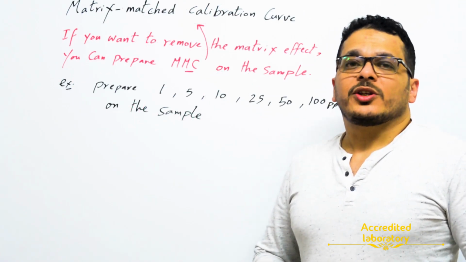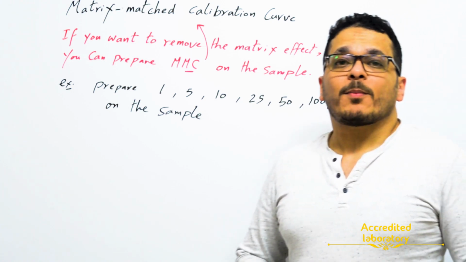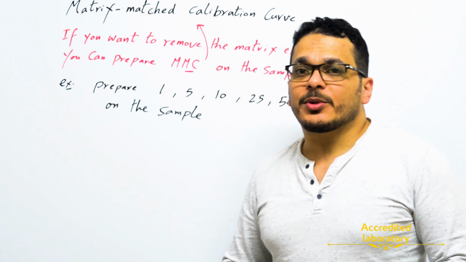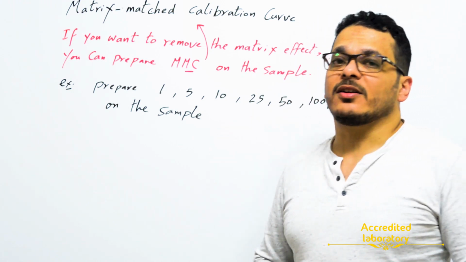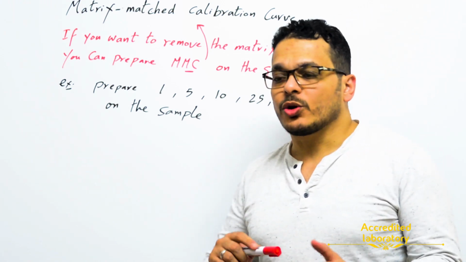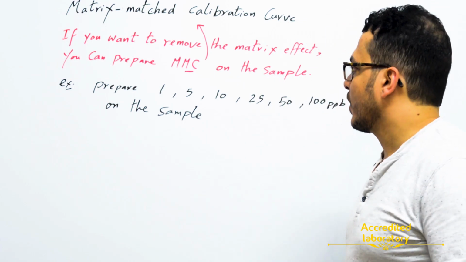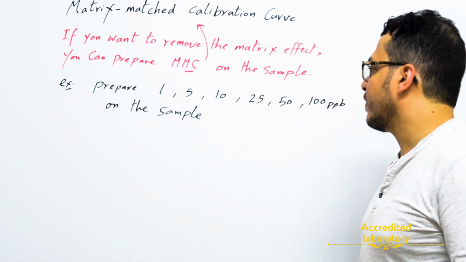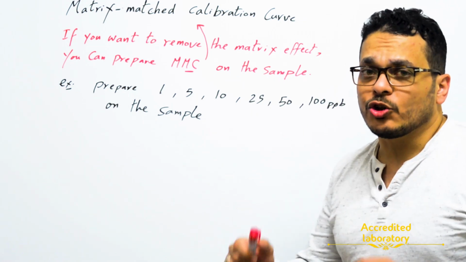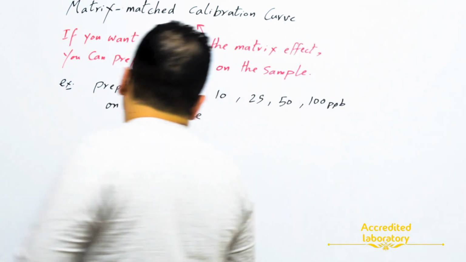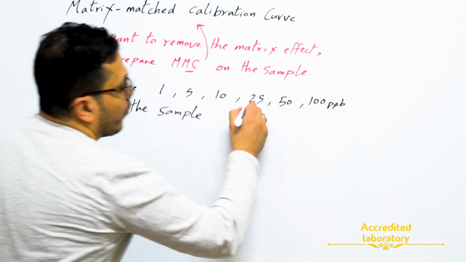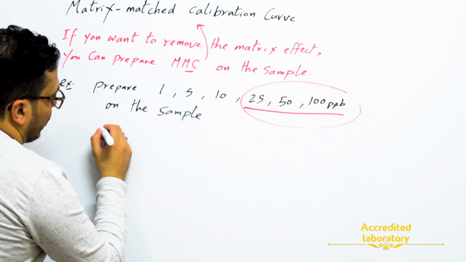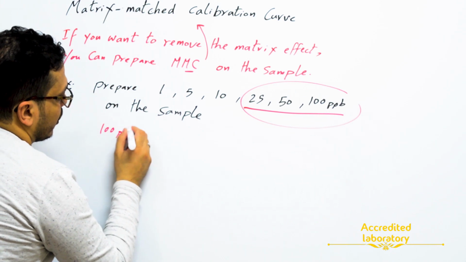Another very important point related to standard addition is the matrix matched calibration curve. If you want to prepare your calibration curve on the matrix itself, not on the solvent, to remove any matrix effect. As an example here, prepare 1, 5, 10, 25, 50, and 100 ppb in your sample from your compound. So you will go for the higher concentrations like 100, 50 and 25. You will start with 100 ppb.